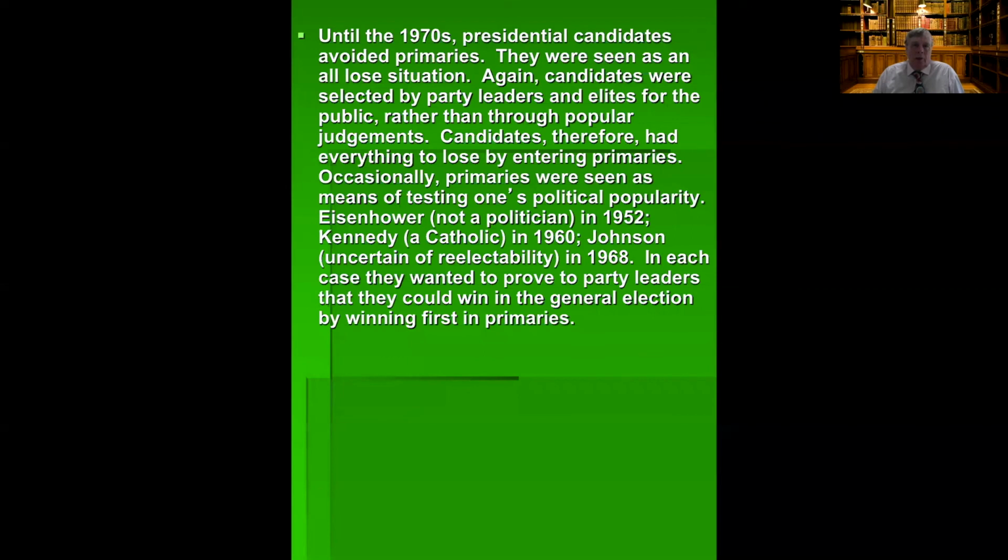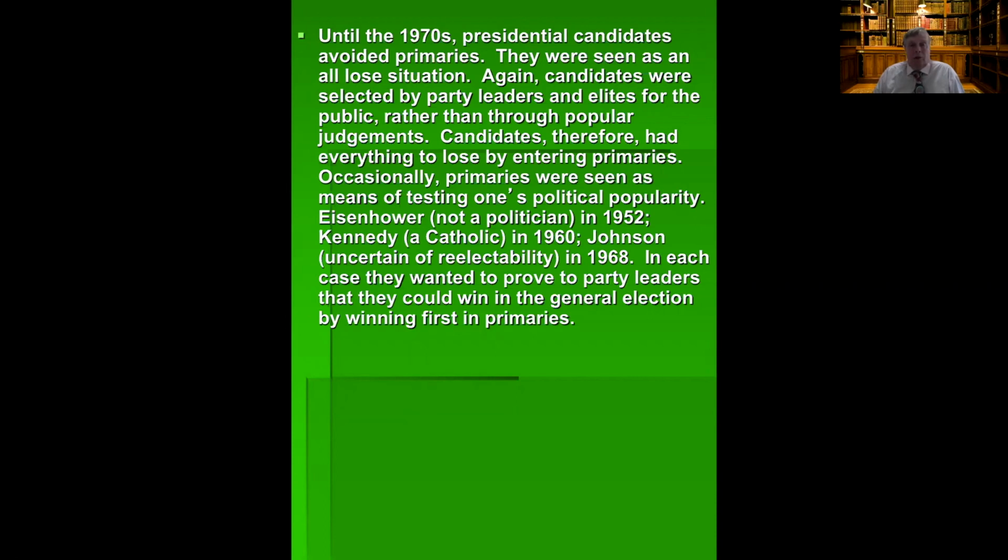Why did he want to test his political popularity? He was not a politician. Kennedy, who was a Catholic, in 1960 entered a few primaries, and he wanted to test his viability for the presidency in primaries because of his religion. Johnson was uncertain about his reelectability in 1968, and therefore he entered the New Hampshire primary and didn't do as well as he needed to do. He didn't lose, but he also didn't win overwhelmingly, as an incumbent president would be expected to do.